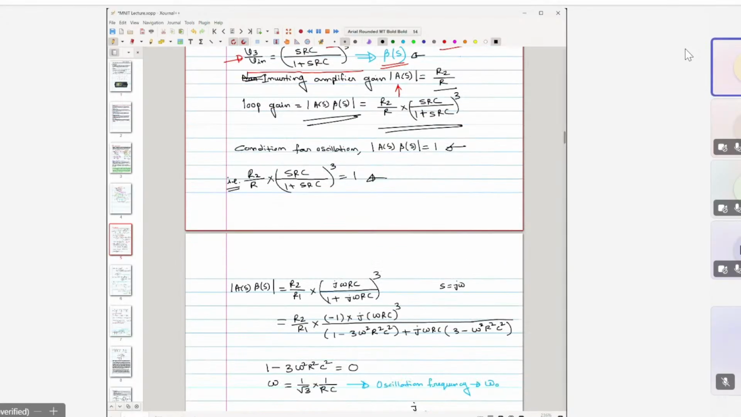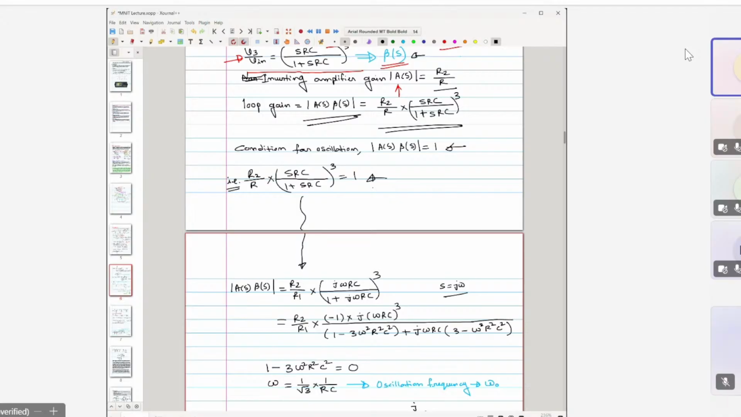Now if this is equal to 1, then what can we write? This S, I already mentioned S is basically j omega. So just replace this S with j omega. These are cubed. Try to simplify it. Remember this j is root over of minus 1, so j square means minus 1. So take care of those parts. j square, put minus 1.